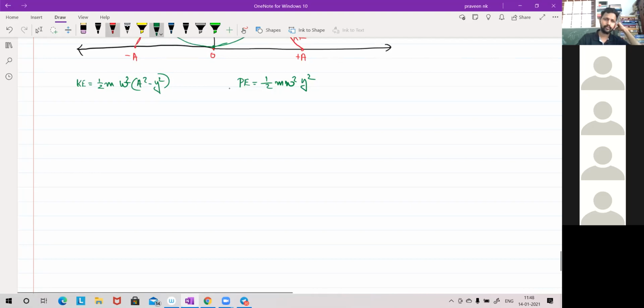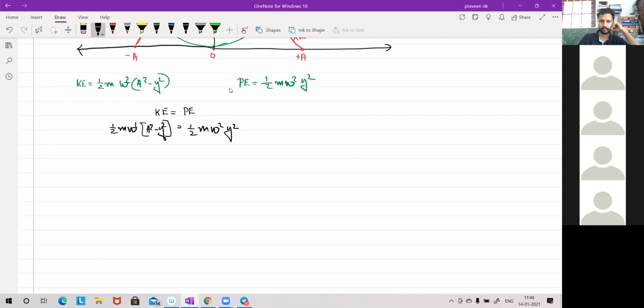They are not equal. Therefore, if we are asked to find out the position where the kinetic energy and potential energy are equal, we could write kinetic energy is equal to potential energy in that situation. Therefore, we could write half m omega square into a square minus y square is equal to half m omega square into y square. And from this we could cancel the half m omega square from LHS and RHS.